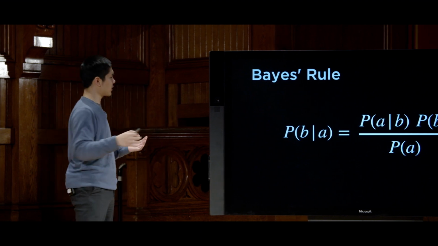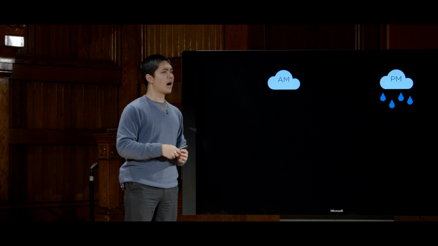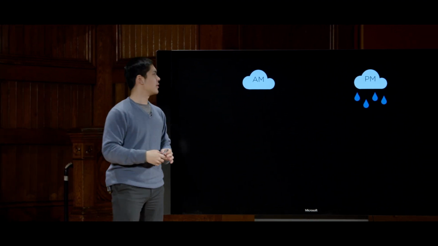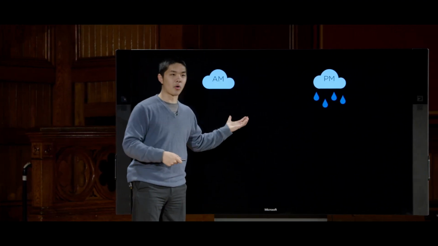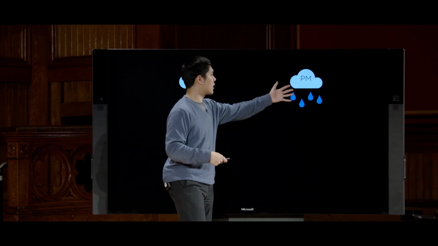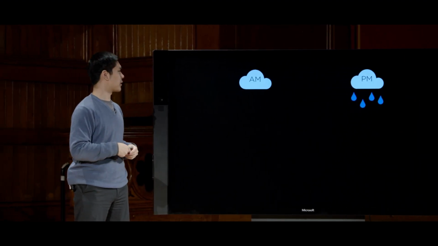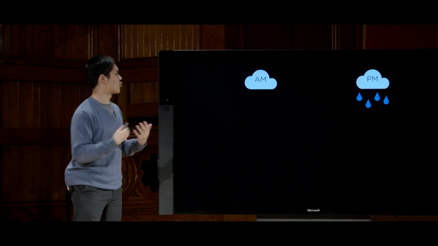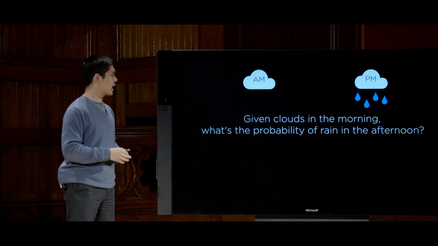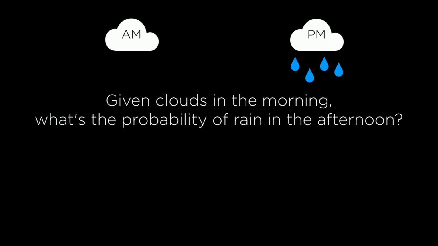So we're going to construct a situation where I have some information. There are two events that I care about. The idea that it's cloudy in the morning, and the idea that it is rainy in the afternoon. Those are two different possible events that could take place. Cloudy in the morning, or the AM, rainy in the PM. And what I care about is, given clouds in the morning, what is the probability of rain in the afternoon? A reasonable question I might ask.